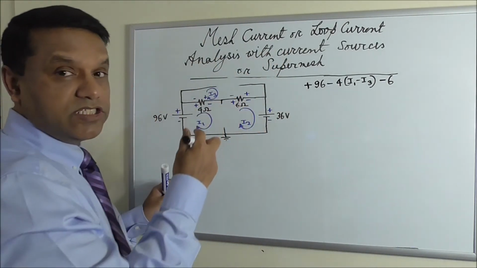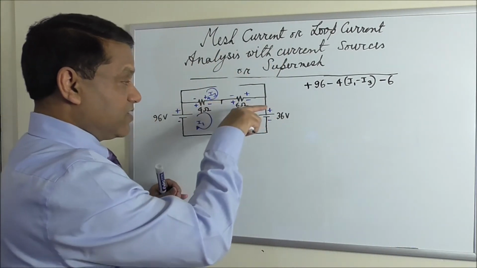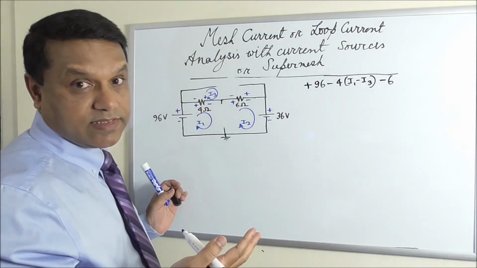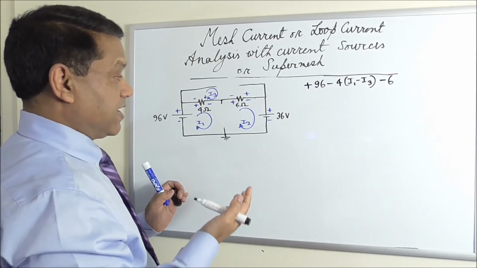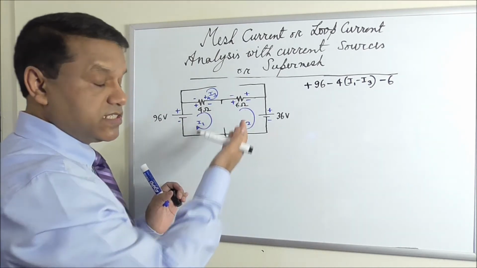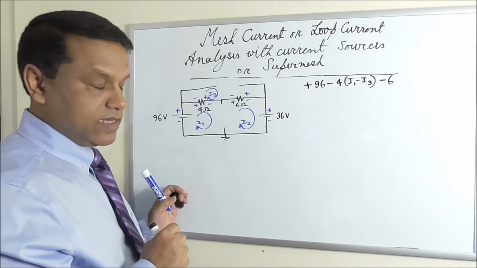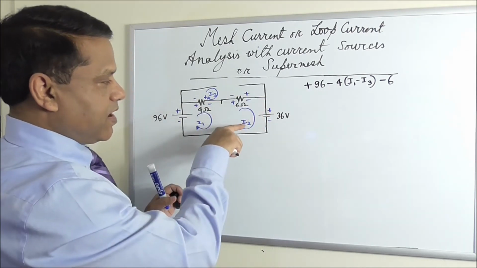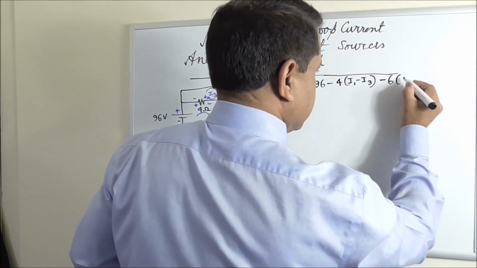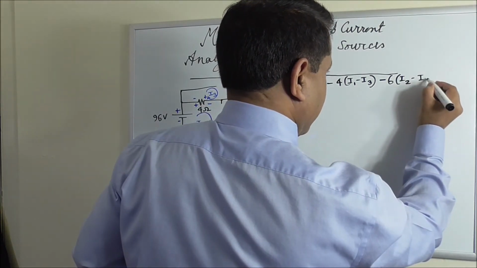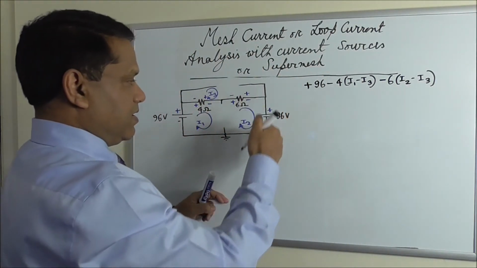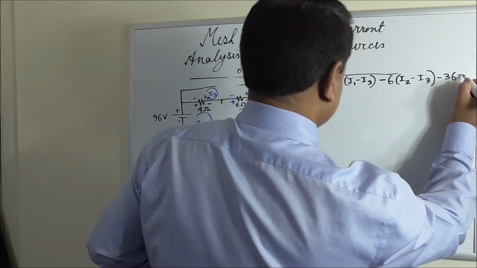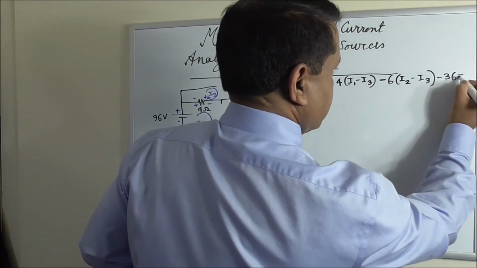What is the current in this branch? This is the shared branch. Current in this direction actually here, I2 minus I3. Many students make mistakes here. They sometimes write either I2 minus I1 or just I2. You cannot make that mistake. You have to think what is the branch current here. The branch current here is this direction, I2 minus I3. 6 times I2 minus I3. Now here it is a drop, minus 36. And we have come back to the starting point is equal to 0.